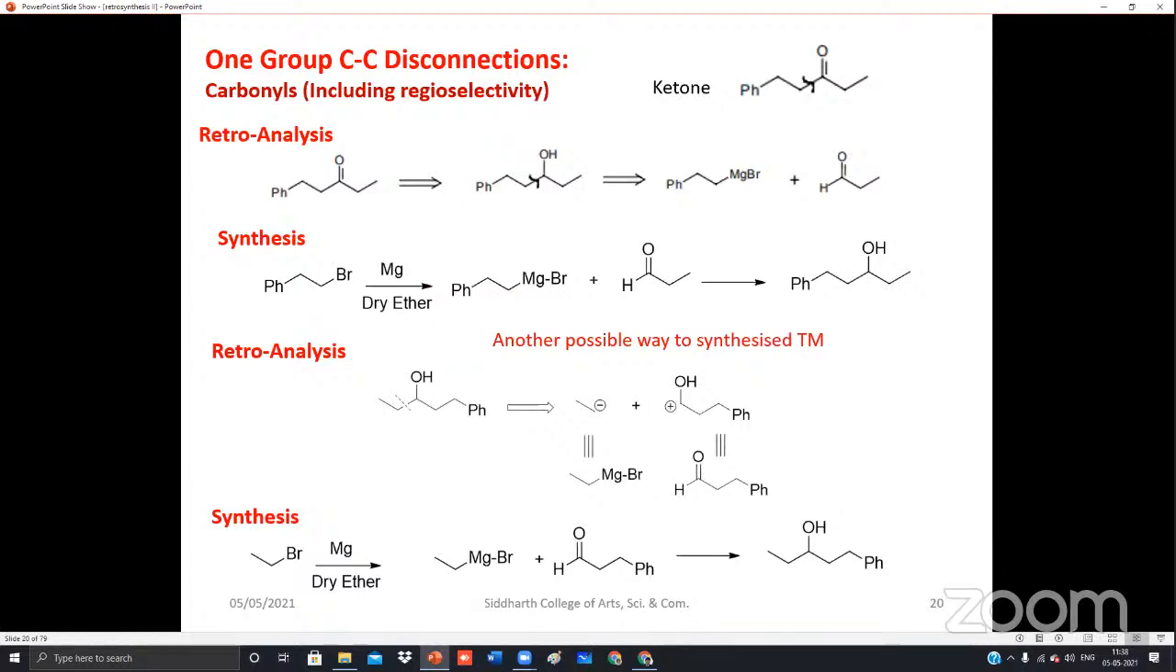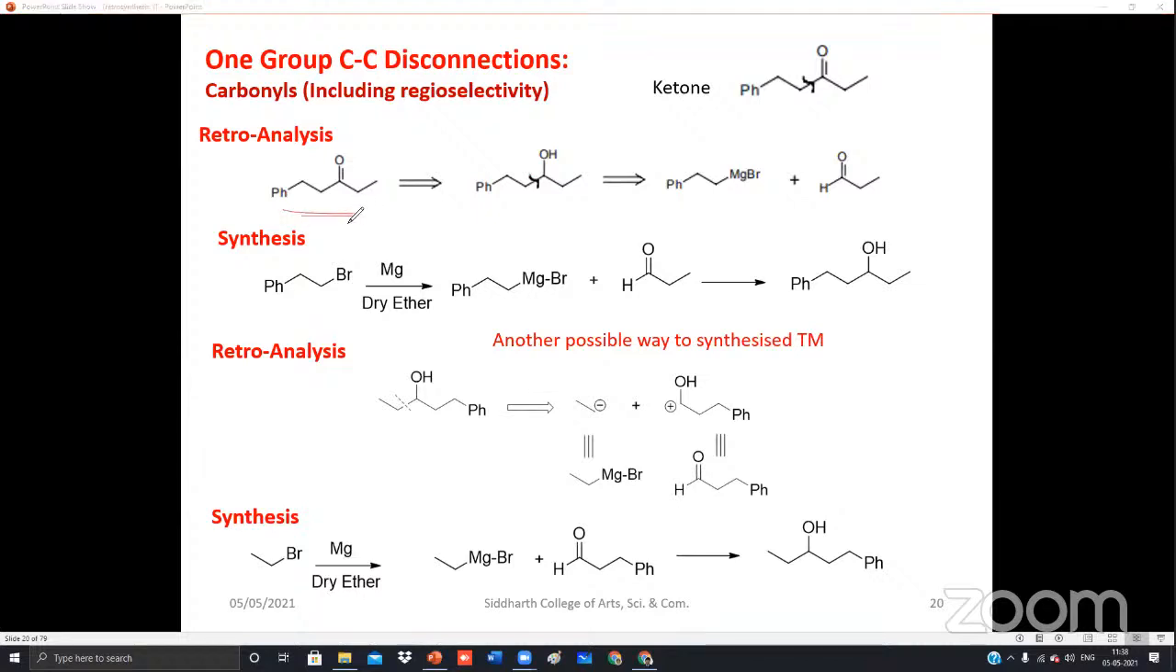Now, this is all about the alcohol. Another important functional group is the carbonyl group, and that includes aldehydes, ketones, as well as esters, amides, and so on. Now, let's target the ketone first. This is your ketone.